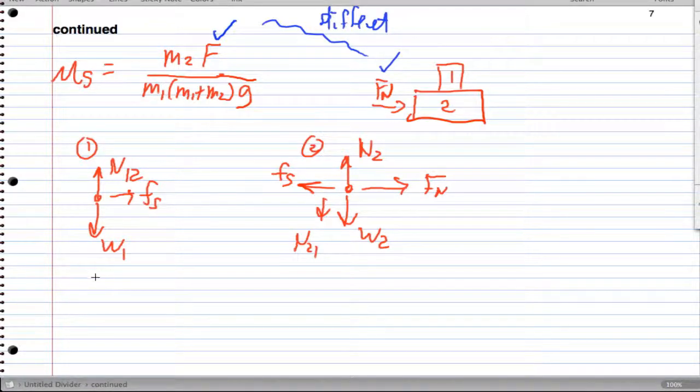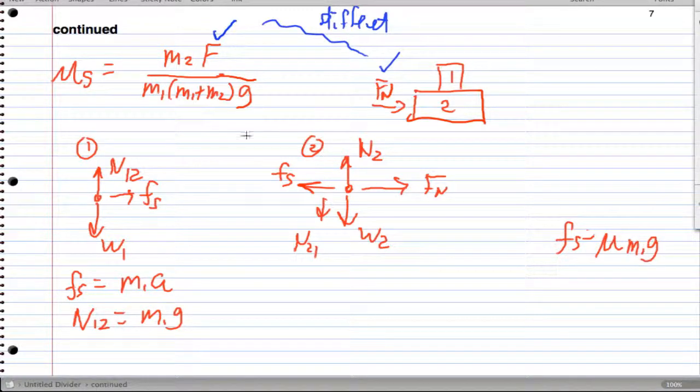So what I want to have you do is I'm going to set up the equations for you in the x and y. So for block 1, it's going to be F static makes block 1 accelerate, and I'm going to end up getting that the normal force is m1 times g. I'm also going to still have the fact that the static friction is mu times m1 g, where mu is what I got here in the previous part. And then for block 2, I'm going to have that the normal force fights the friction to make block 2 move. And that's pretty much the equations we got to set up.